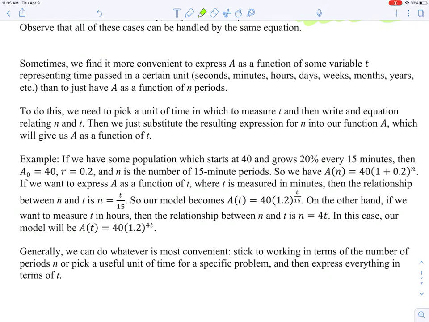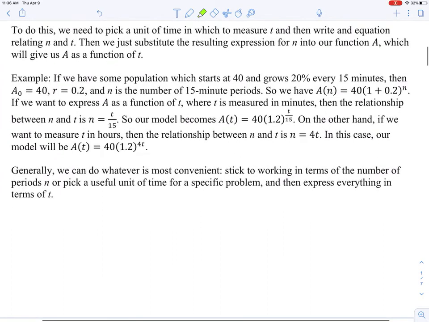So the way that we could relate the number of periods to time, where time is in hours, is N would be equal to 4 times T. And we could write our equation in that way so that we can plug in the number of hours that have occurred, or let's say it's a fraction of an hour, then that just makes it a lot easier than having to figure out on the side the number of periods that have occurred.